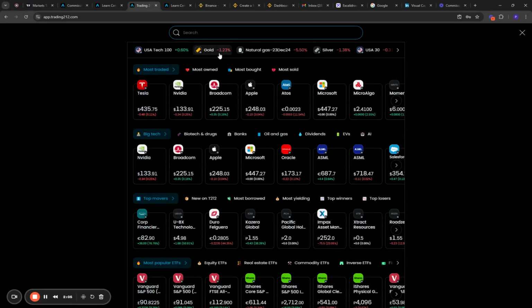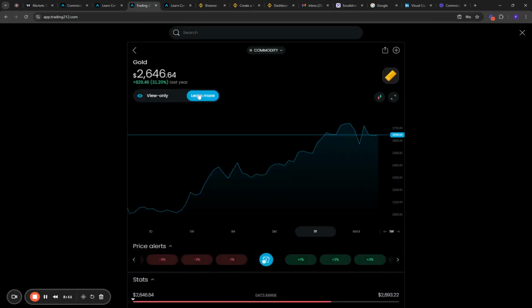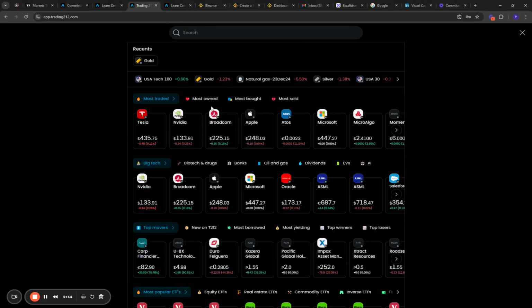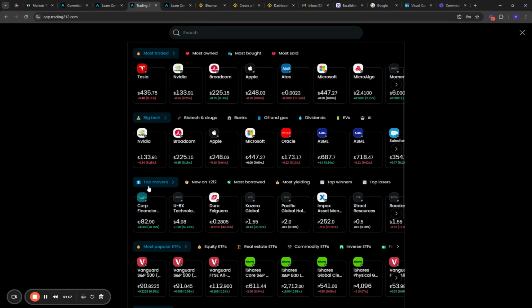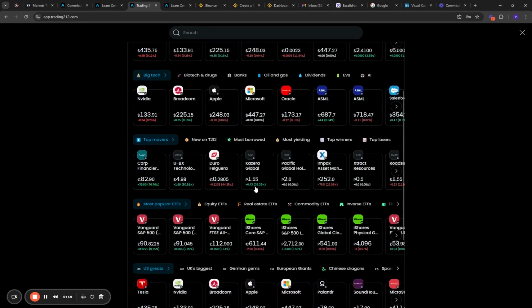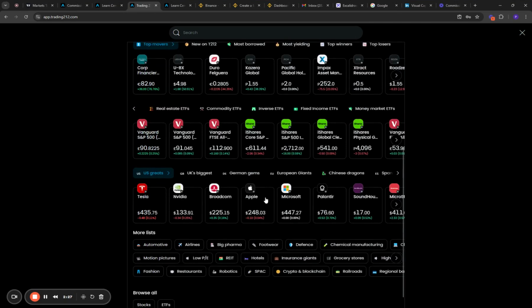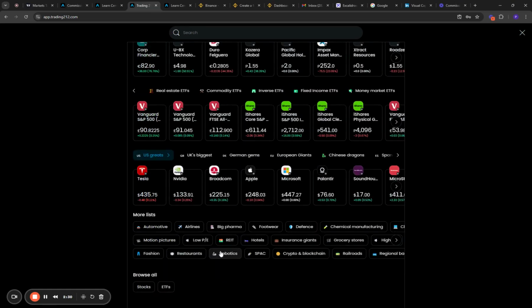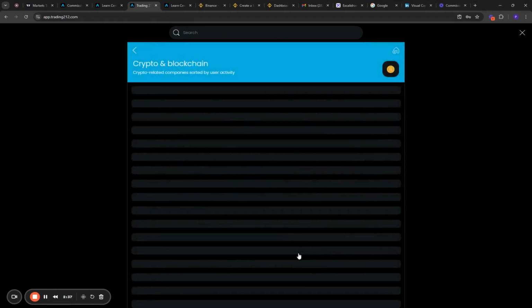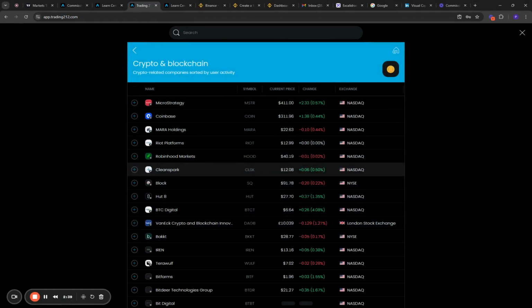You could see the price of gold, but you can't buy it. This is just the commodity price, so you can only view. If you go down, you see the top movers, what's happening, and also equity ETFs, real estate, commodity. So there are many different sections. Like if you want to invest in companies related to crypto, because you don't need to have Bitcoin just to invest in crypto.